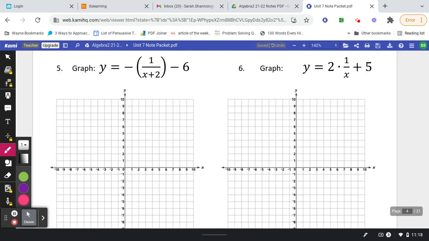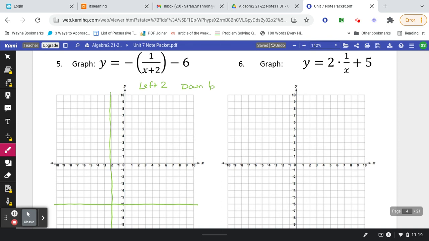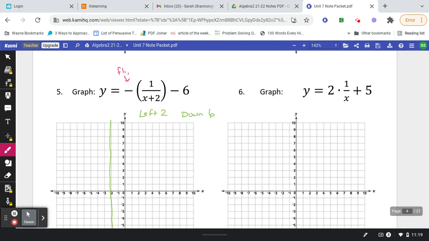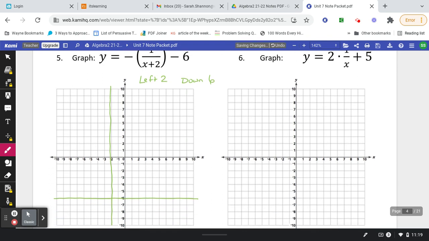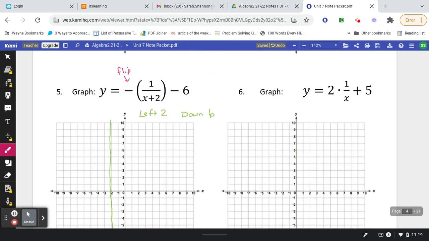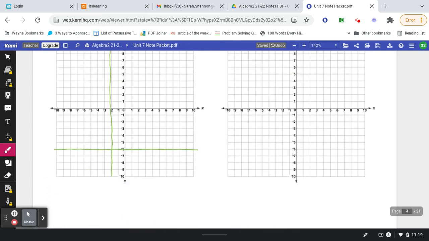All right, example number 5. Left 2, down 6. Left 2, down 6. And again, you're creating that new starting location. The negative is going to tell us that we need to flip our graph around. So we know, but we don't have a number there. So we're just going to go with our regular 1, 1. So over 1, down 1 for the negative. And then the opposite corner, back 1, up 1.